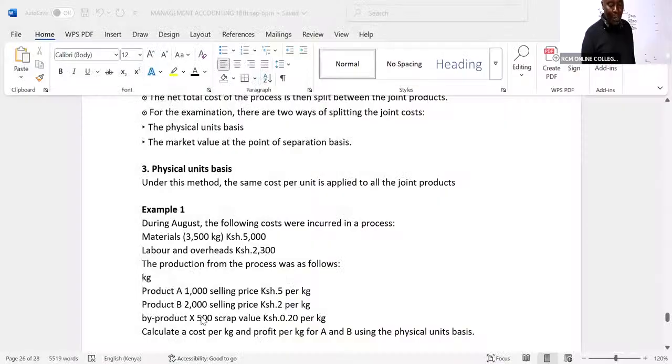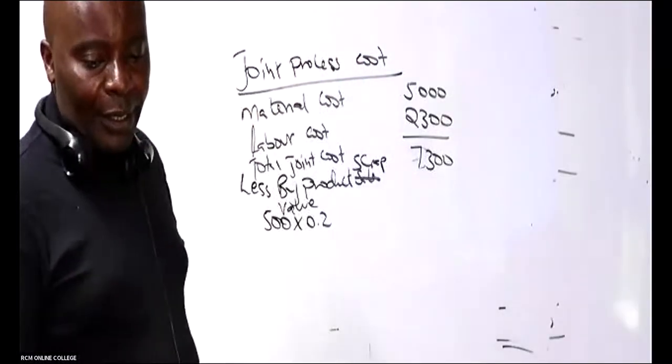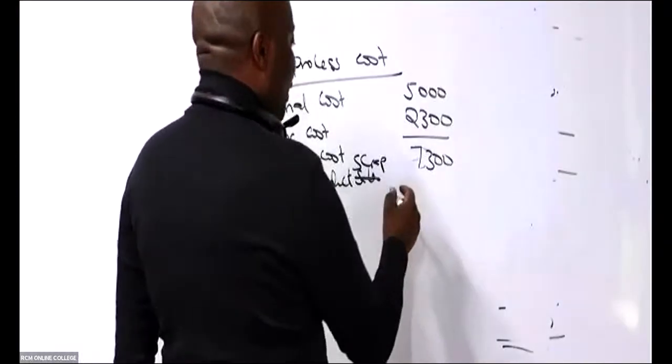Yeah, you can see, my good students, that the byproduct is 500 units, with a scrap value of 0.2 per kg. Can somebody do this multiplication and give me a figure? So then this gives me 100.